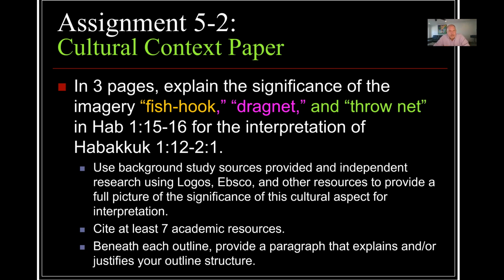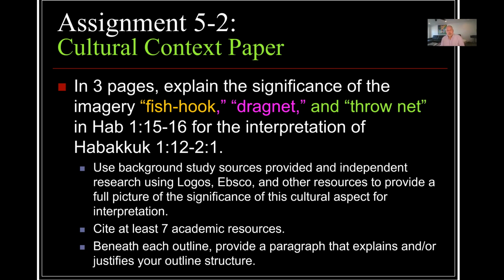However, in assignment 5.2, the cultural context paper, the bulk of this paper is really in paragraph format about what you're finding contextually about the passage, especially in light of three terms: fishhook, dragnet, and thrownet. But it also asks you to look at an outline, which seems to be confusing because we do that in depth in week 6, and yet you have these lectures in week 5.